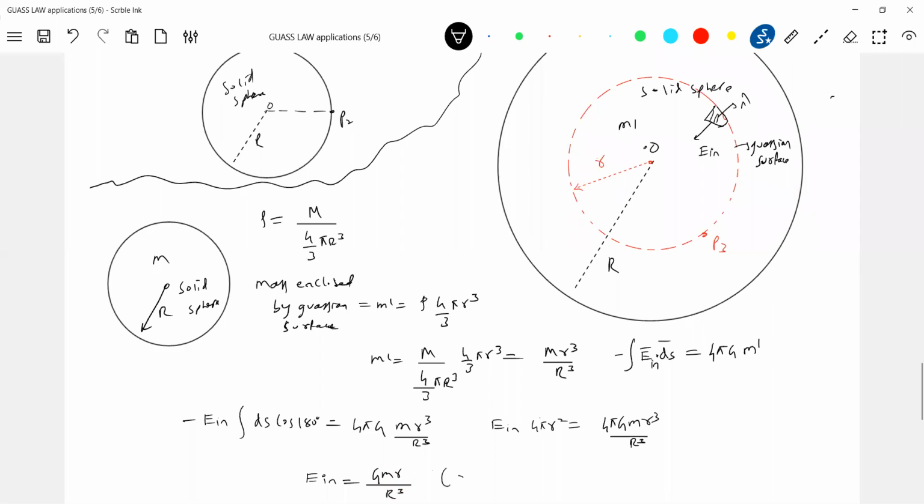So here, r is less than or equal to capital R. This formula is applicable only for inside.